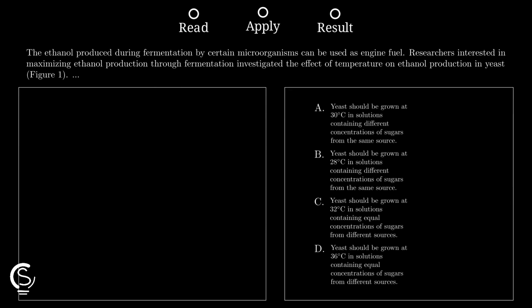Looking at figure 1, we see that ethanol production peaks clearly at 30 degrees Celsius. This temperature is our optimal baseline because it shows the highest yield in the initial data.